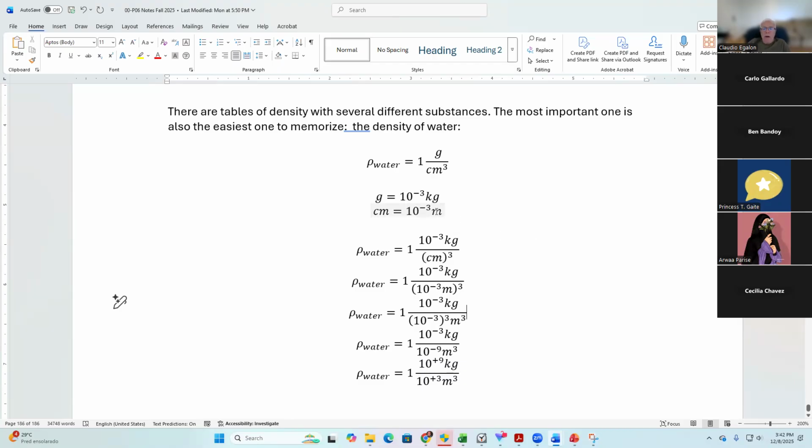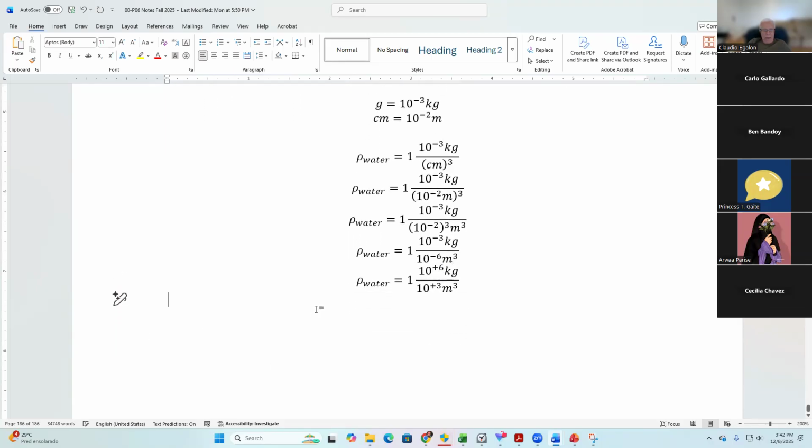Oh, I made a mistake here, right? Here, another mistake. Nobody called me out on that, right? It's not 10 to minus 3. 1 centimeter is 10 to minus 2. So that's why the numbers were not matching what I was thinking it was supposed to be, right? 10 to minus 2 becomes 10 to minus 6. And then instead of 10 to plus 9, it becomes 10 to plus 6. Okay, now we got it right. And a million divided by 1,000 is 1,000, right?